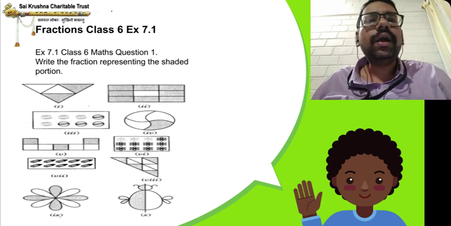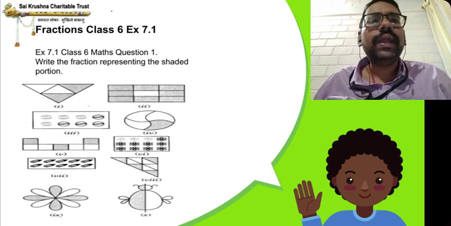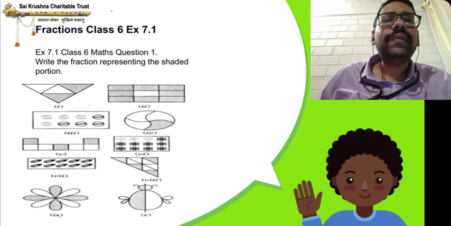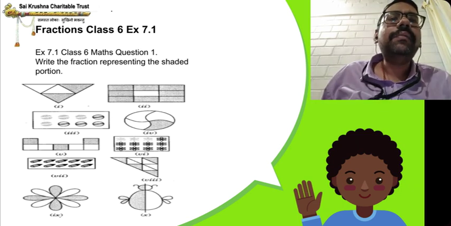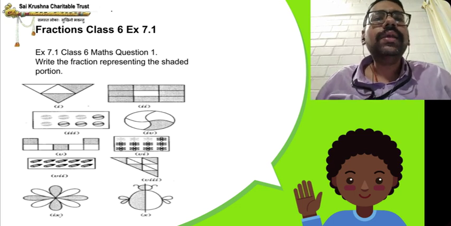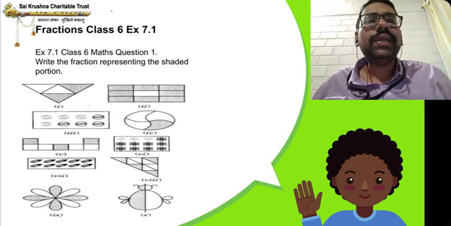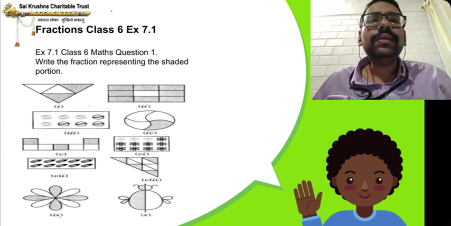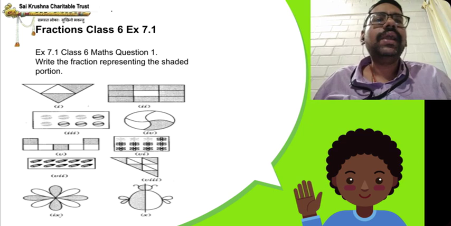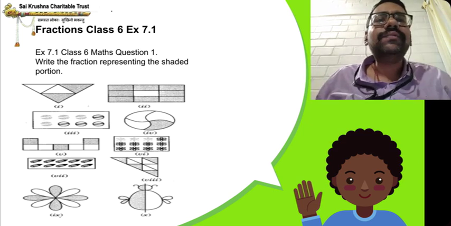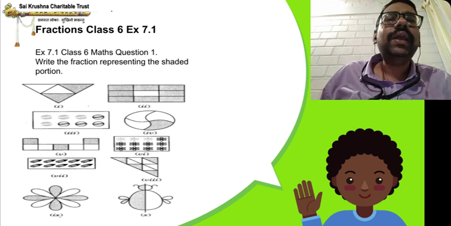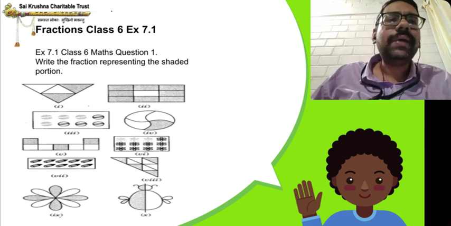Next one. How many rectangles are there in the second figure? 9 rectangles, right? So write the fraction representing the shaded portion. How many rectangles are there in total? 9 rectangles. Okay. Out of these 9 rectangles, how many are shaded? 8 are shaded. So 8 out of 9 rectangles are shaded. How do you represent it as a fraction, children? 8 divided by 9. 8 out of 9 is represented as 8 divided by 9.